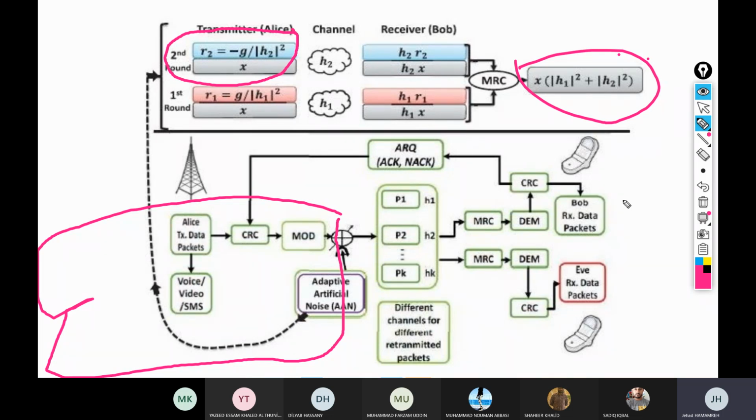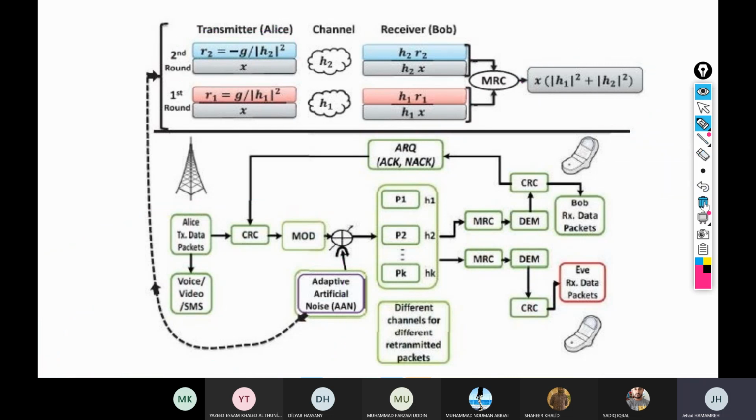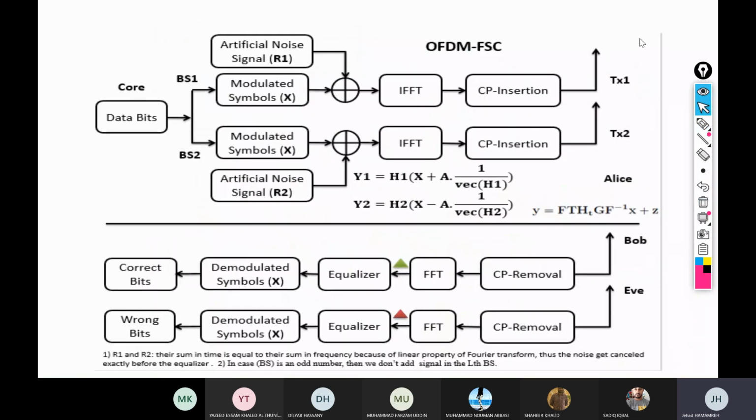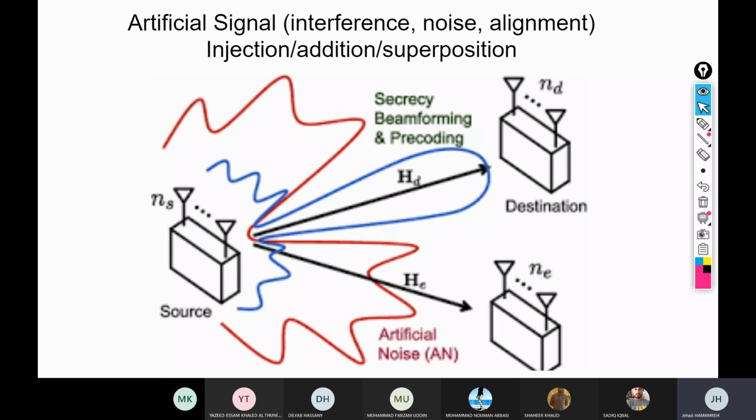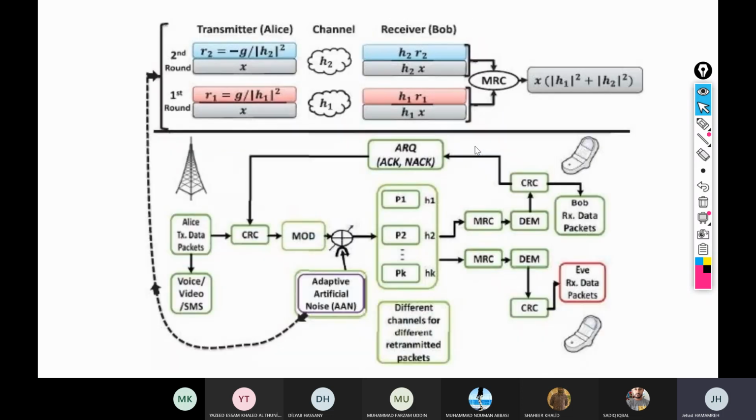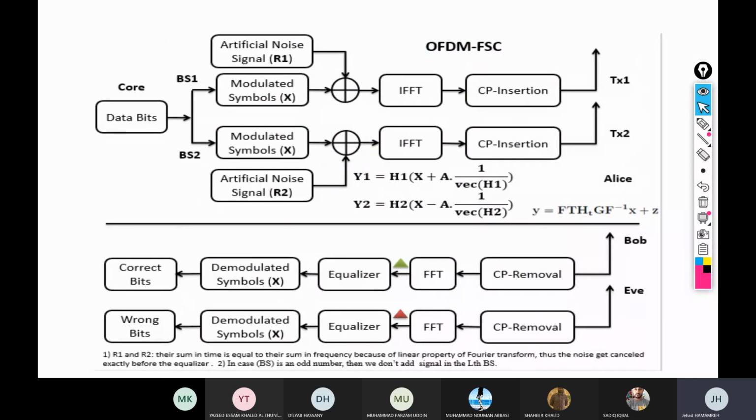Now, another technique that we can use. Up until now we discussed a technique that can be applied in the spatial domain, space. This is time domain, and it can also be in the frequency domain, but this one is specifically in the frequency domain. So how does this technique work? Basically, you assume you have two base stations and users in between, and you assume that you use OFDM.